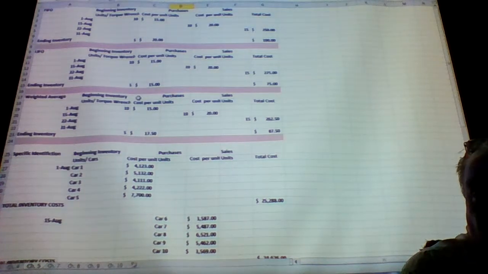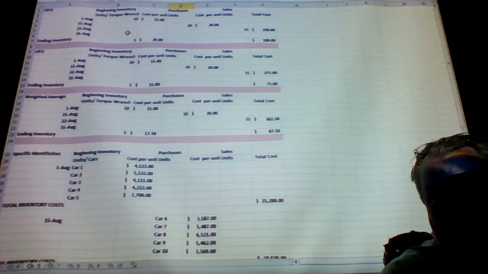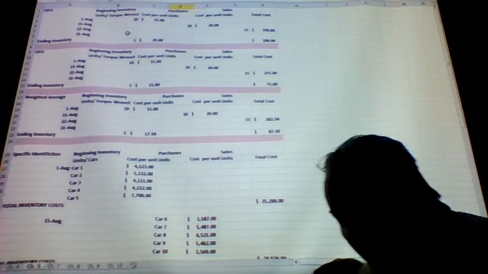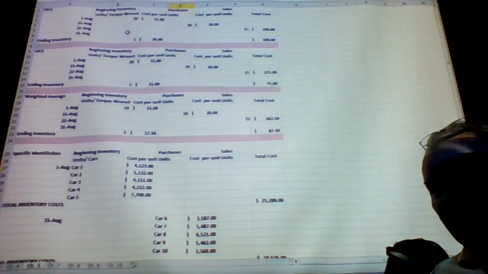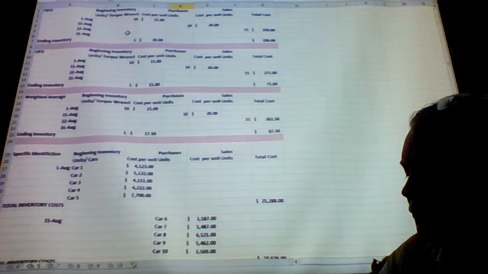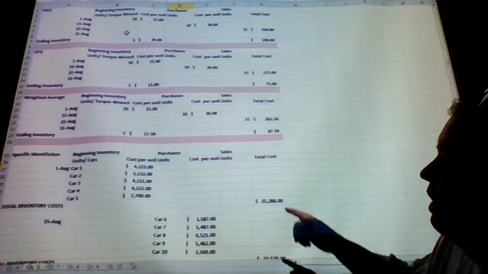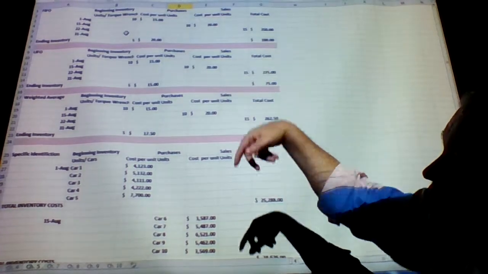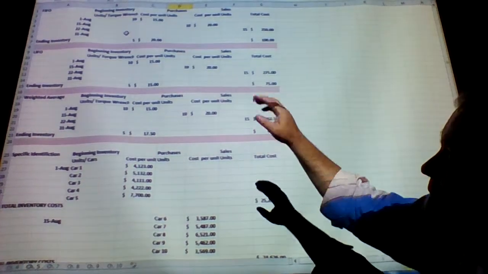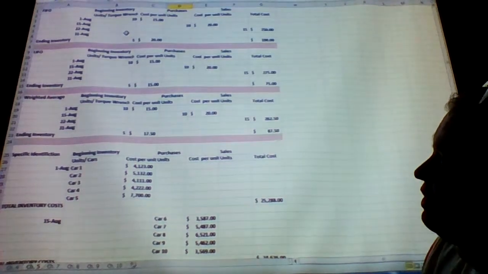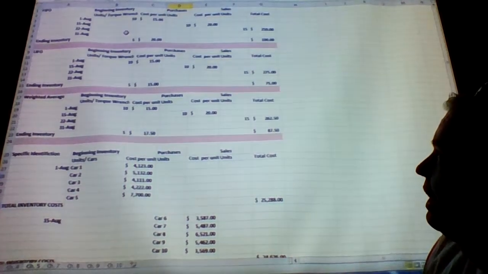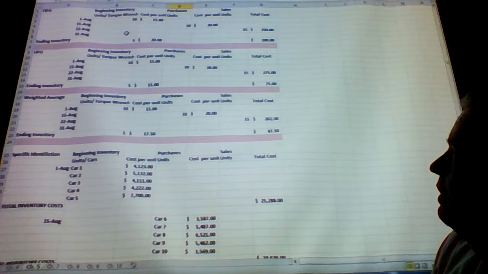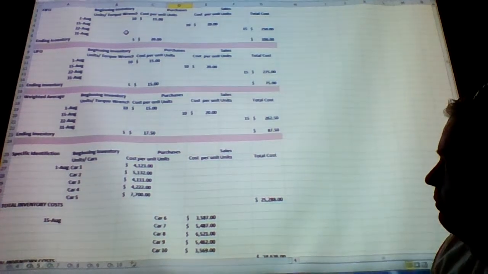Okay, these are numbers that I just kind of made up for myself. And I duplicated them all the way down till specific identification, because specific identification has a little different issues involved with it. So here we have FIFO, very top. Beginning inventory, we're going to call it torque wrenches. On August 1, we have 10 of them. They cost us $15. On August 15th, we bought 10 more at $20. On the 22nd, we actually sell 15 of them.